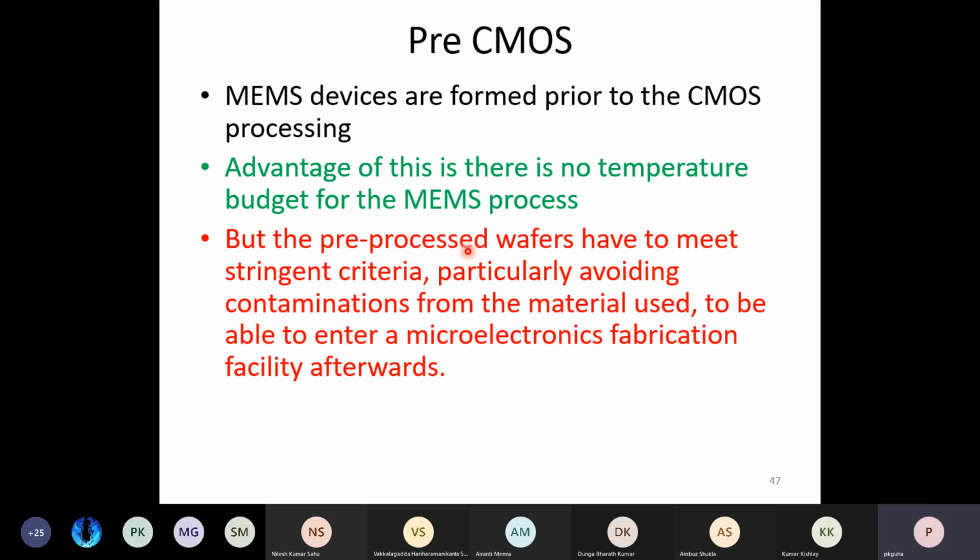Okay, I can't develop my sensors and other devices in my lab and then send the wafer to TSMC to say, okay, now fabricate my circuit for my sensors. They will not allow us to do that. Okay, but pre-CMOS has that advantage of temperature budget.